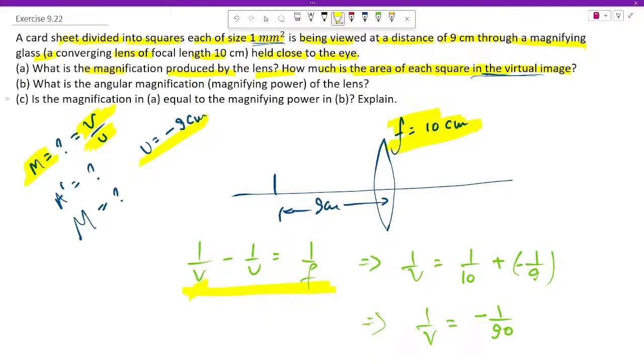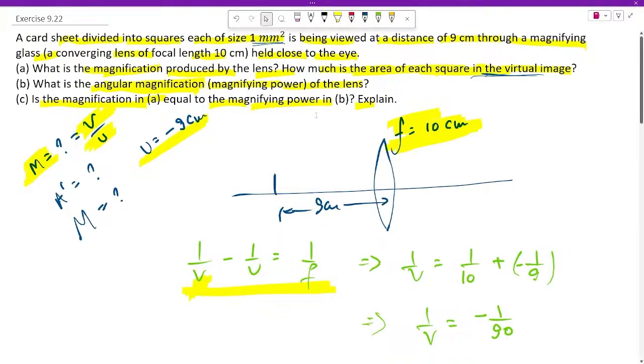Now the second question is saying, what is the angular magnification, the magnifying power of the lens? So we know that the angular magnification and the magnification are different. We have to calculate angular magnification as well. And also the third question is, is the magnification in case A equal to the magnifying power or the angular magnification? Explain. So let us proceed with the unknown quantity v, that is the position of image.